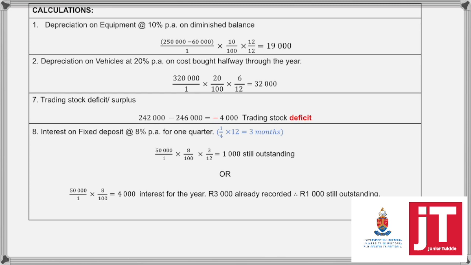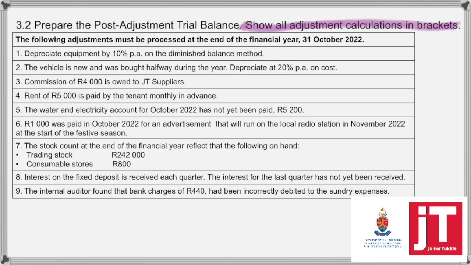Sorry for that. And then commission income is owed 4,000 Rand to JT Supplies, that's us, so that's accrued income. Number 4, rent of 5,000 Rand was paid by the tenant in advance. So prepaid income or deferred income, income received in advance. Then the water and electricity account for October has not yet been paid. It's an expense not paid yet, so it's an accrued expense.